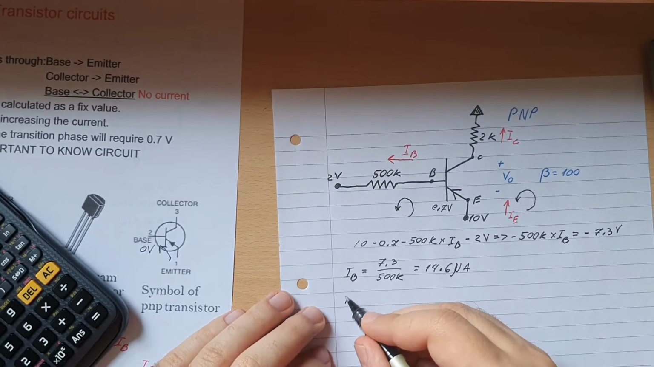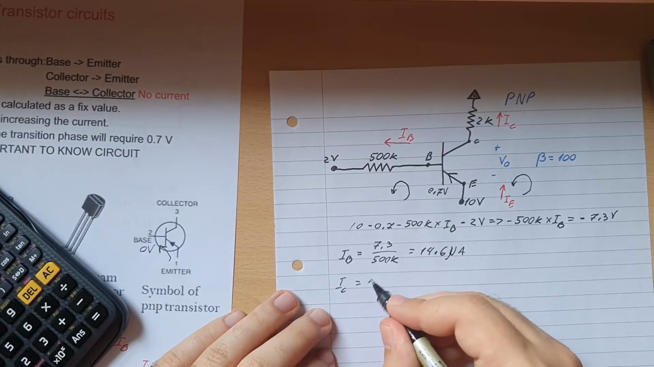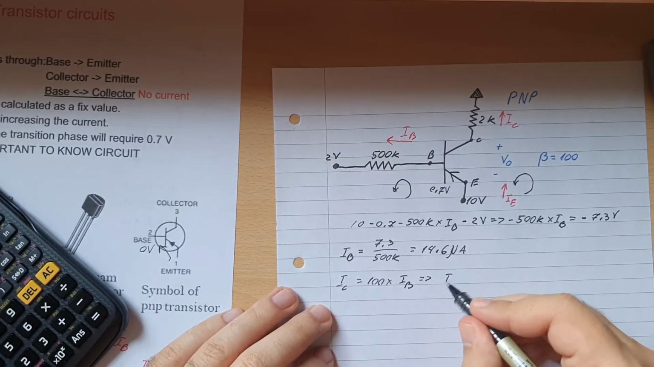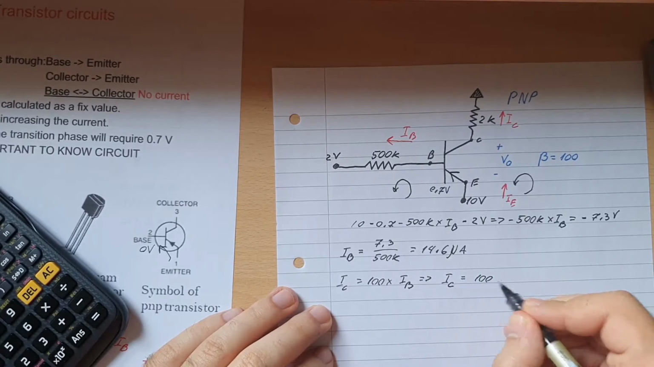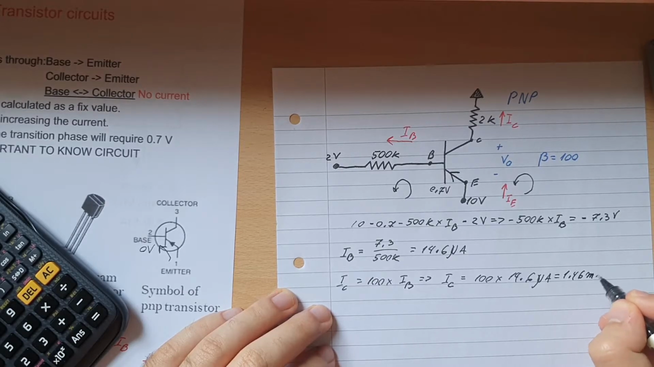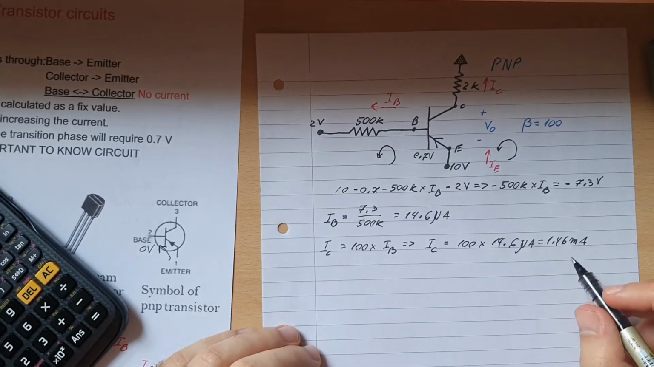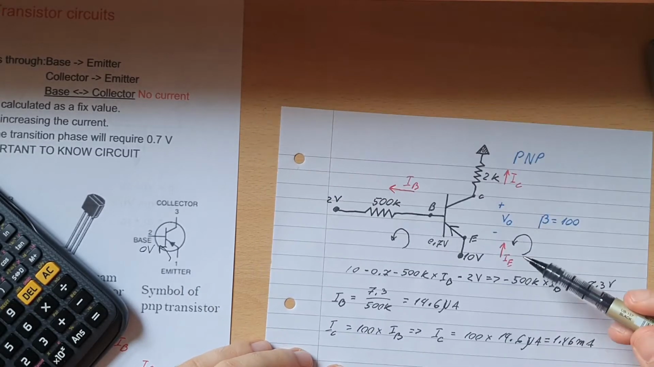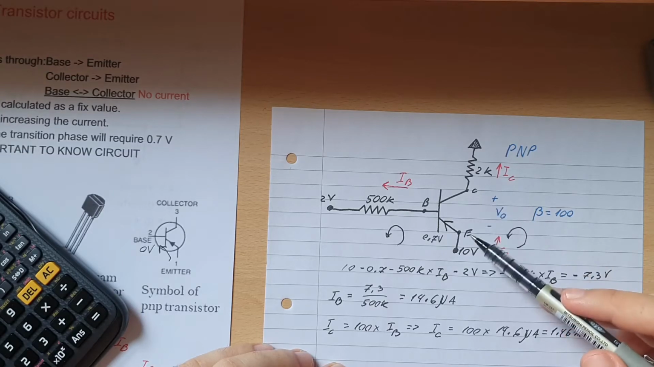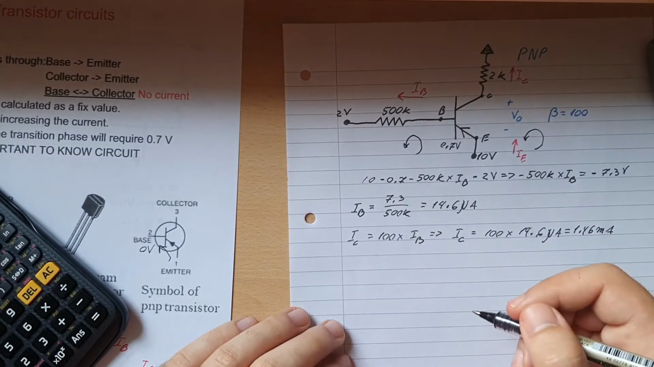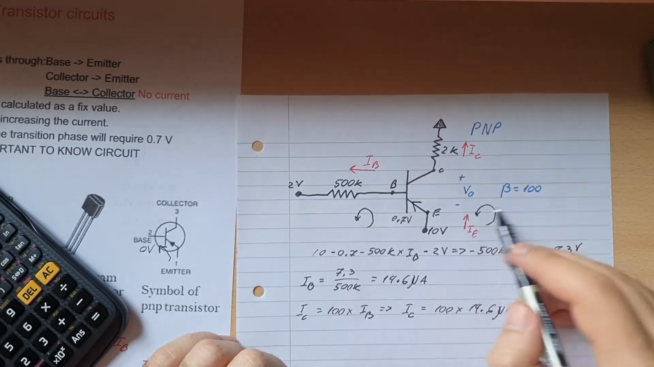So when you calculate the IC, that will be equal to 100 multiplied by IB. Therefore, the IC will be 100 times 14.6 microamps, and that's equal to 1.46 milliamps. Okay, and that's the current going through IC. Now, remember that our purpose was to find VCE or V out, whatever you want to call it. So let's just call it V out. No, let's call it VCE actually.